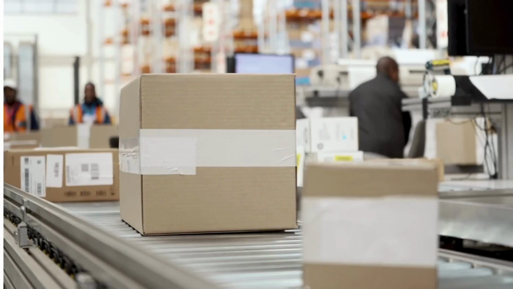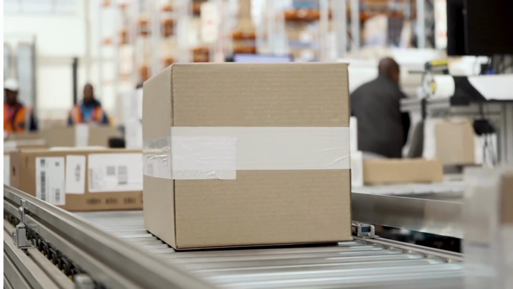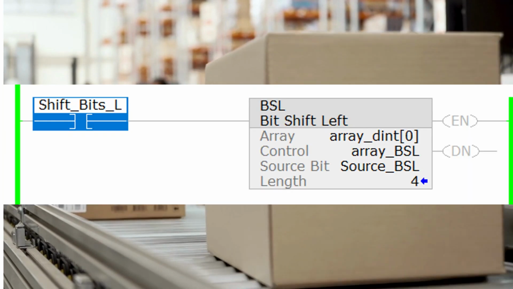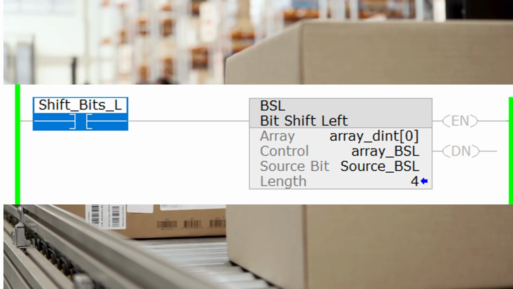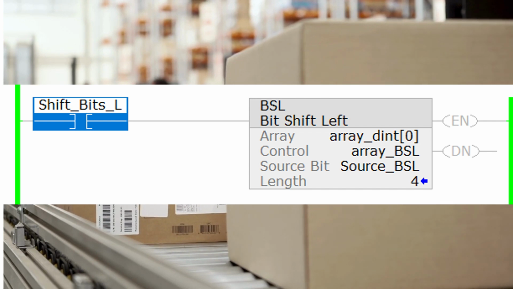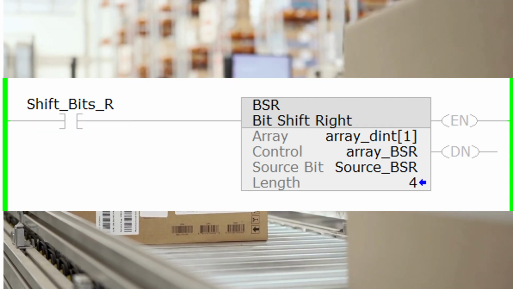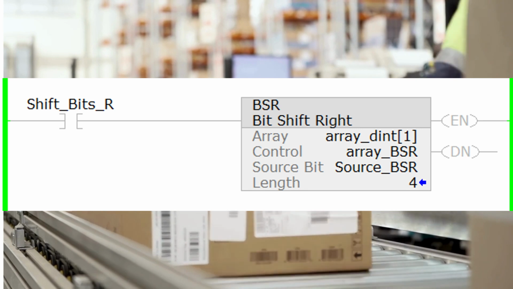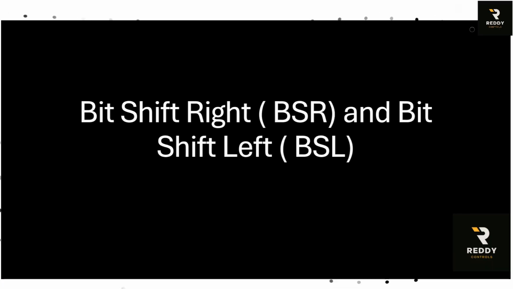Have you ever wanted to track products on a conveyor or move signals step by step in your PLC program? The secret is in two powerful instructions, bit shift left and bit shift right. These instructions don't just move bits, they are the foundation for applications like product rejection, sequence indicators, and even light chase effect. Today we'll focus on the basics so you'll be ready to use them in the projects.